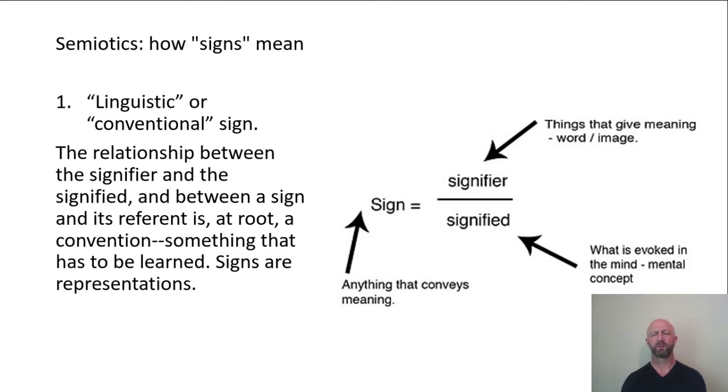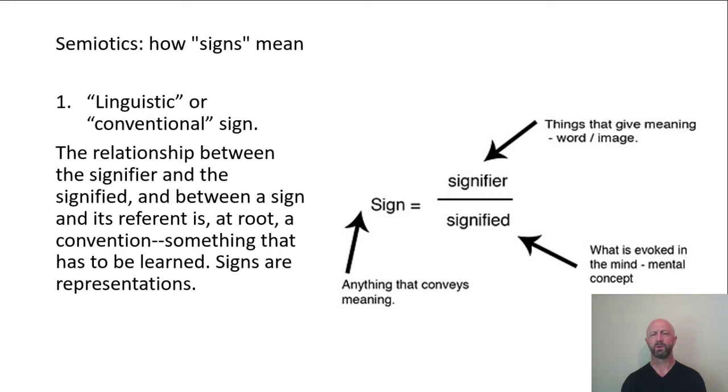These two in combination create the sign. So a signifier then are things that give a word or an image meaning, right? So it can be, for instance, a word itself or an image itself. A signified is the resultant evoked mental image or concept that you get when you see or hear a signifier. And the two together then constitute the sign, which, as I said before, is anything that conveys meaning.